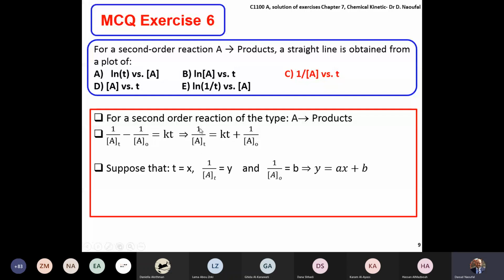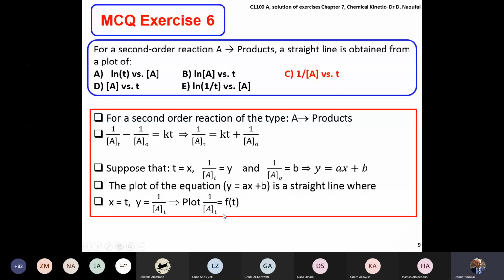If we consider, for example, y equal 1 over At, t equal x, and 1 over A0 equal b, this is the equation of the straight line y equal ax plus b. For the second order reaction, this relation is justified. So if we plot 1 over the concentration At as a function of time, we should obtain a straight line. So we plot 1 over At as a function of time, and the correct answer is, in this case, C.